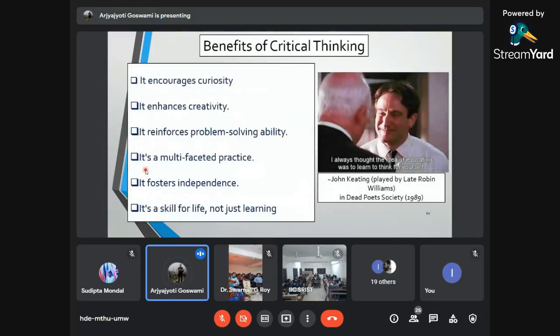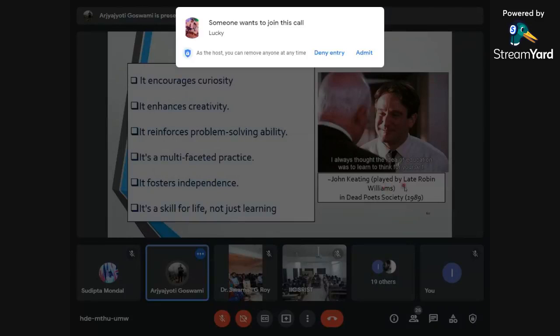I am going a bit faster because I've got roughly 10 minutes left. So benefits of critical thinking: it encourages curiosity, creativity, problem solving ability, and it fosters independence. It is a skill for life, not just learning. So another movie was about John Keating, which was played by Robin Williams, a movie called Dead Poets Society.